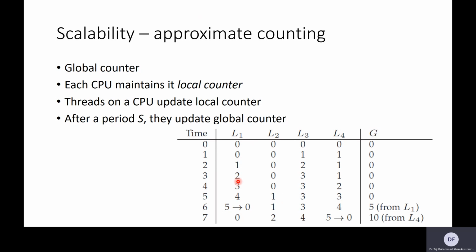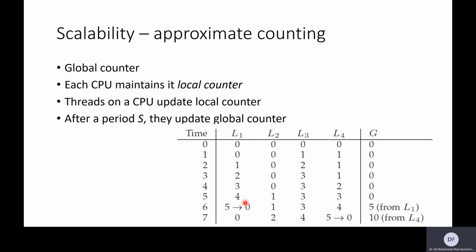It continues incrementing. So after a time period S, each of these threads will transfer its local information to the global counter. In here S is equal to 5. Okay, so after 5 increments, they will transfer their information to the global counter. So you see here the L1 counter reaches 5 first of all. So it will transfer this information to the global counter. So here the global counter, which was 0 during all this time, has now become 5 because it is updated with the information from L1.